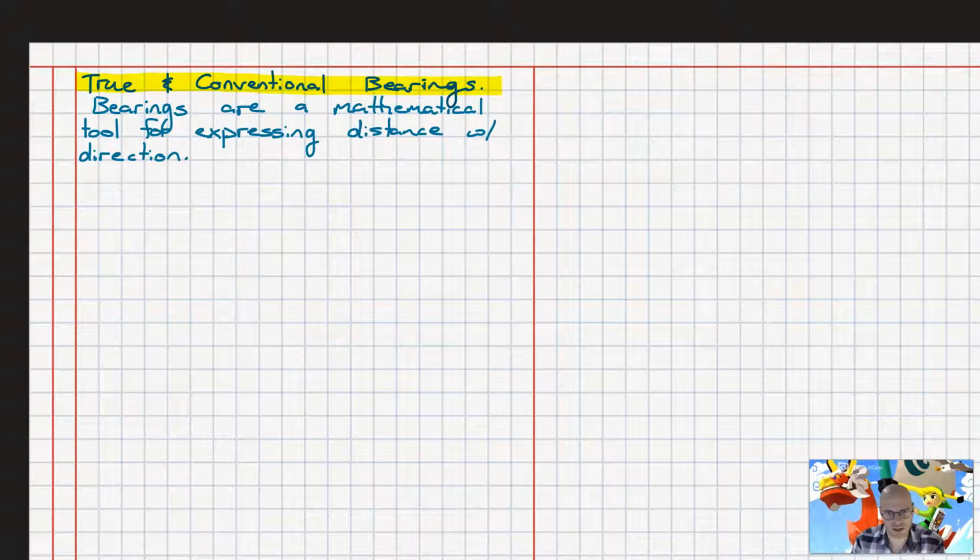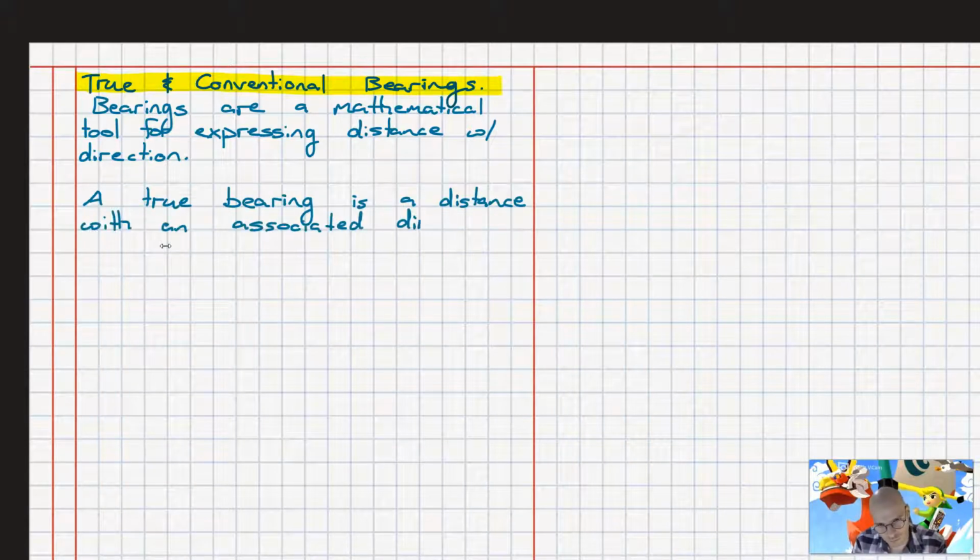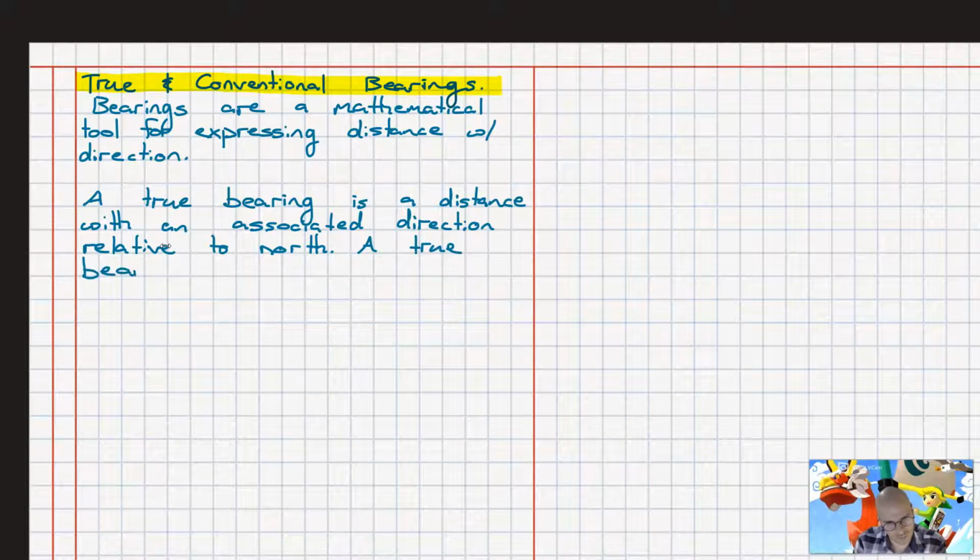Now bearings can come in two different flavors. You have true bearings and you have conventional bearings. Now a true bearing is a distance with an associated direction relative to north. The way in which we can denote a true bearing is in two different ways.